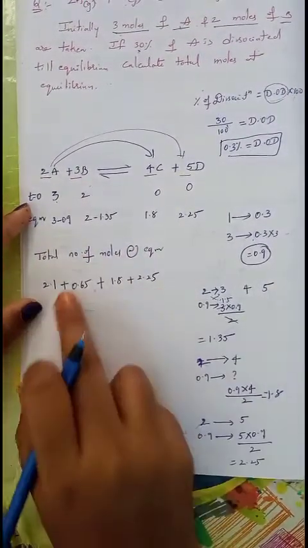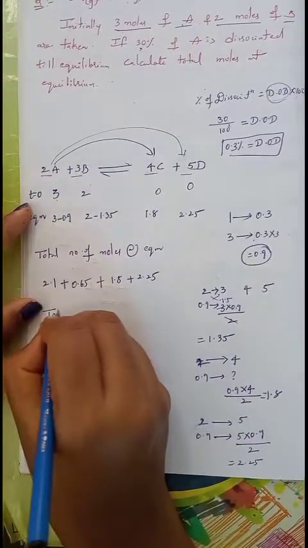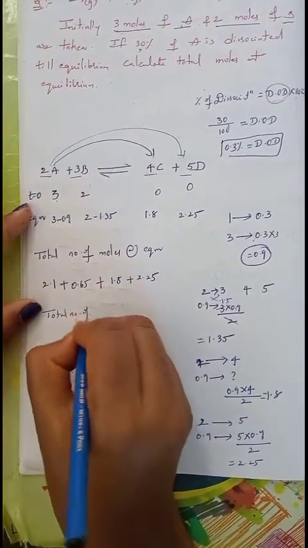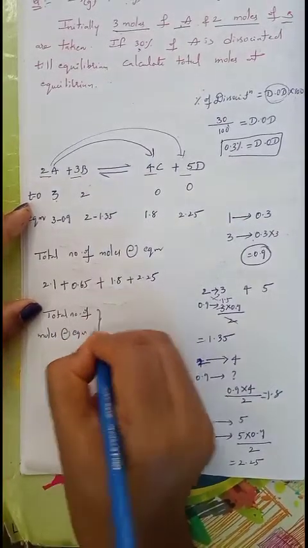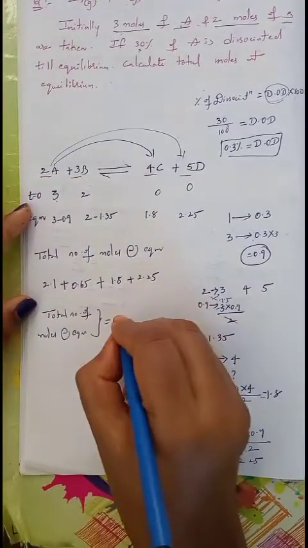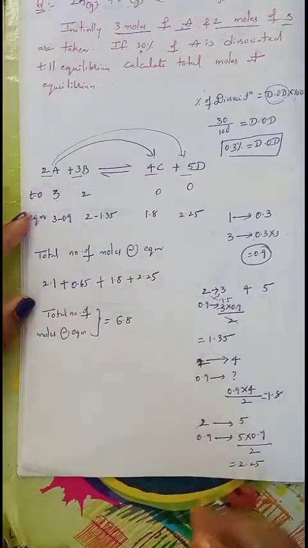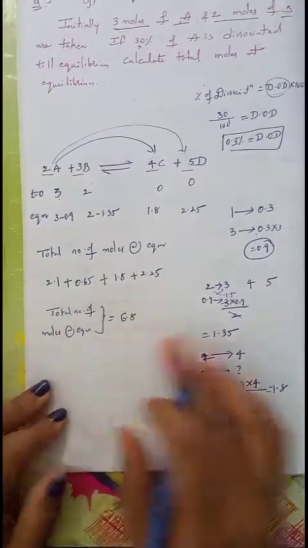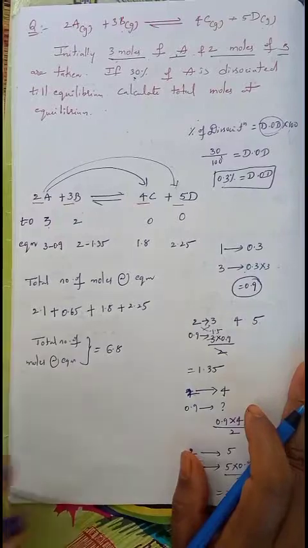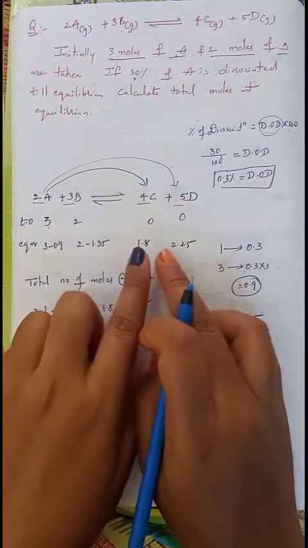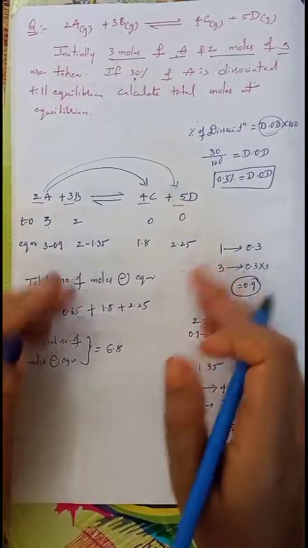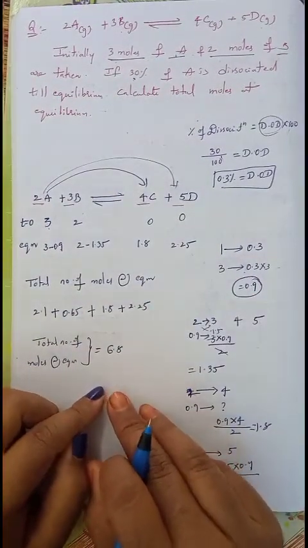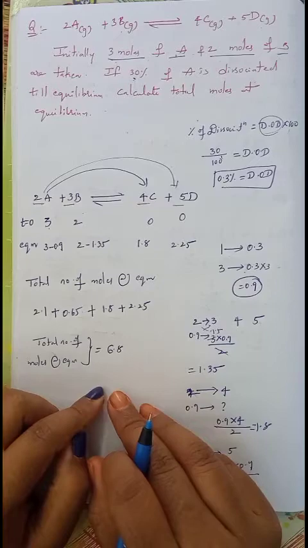You just do the calculation, and now I am writing directly the total number of moles at equilibrium is equal to, after addition of all this, you will get some 6.8 moles. Okay, this is about the total number of moles which are obtained at equilibrium state. So the major part is knowing the number of moles that got dissociated. If you know that exactly, it's very easy to find out the number of moles at equilibrium state.